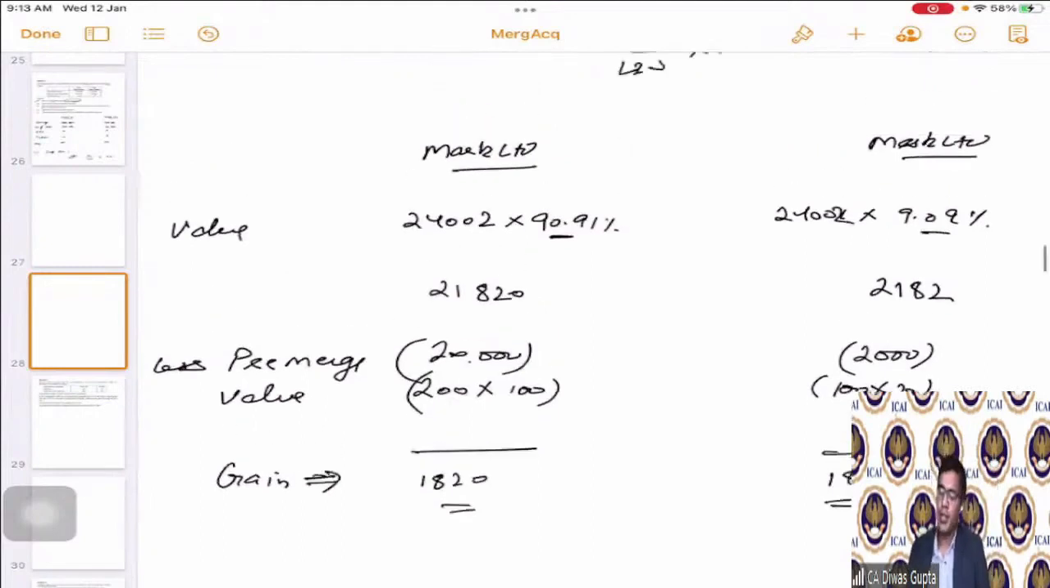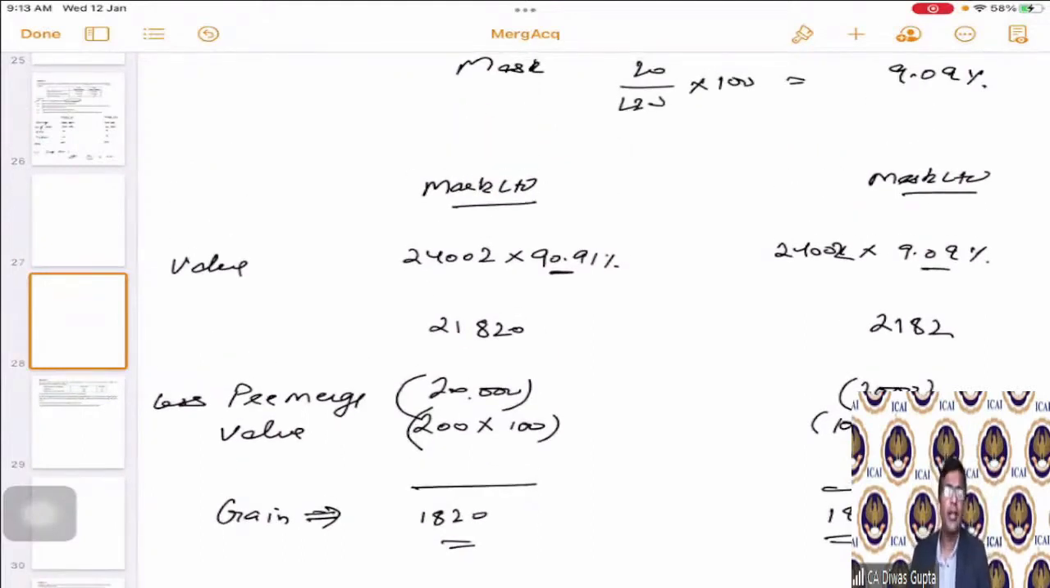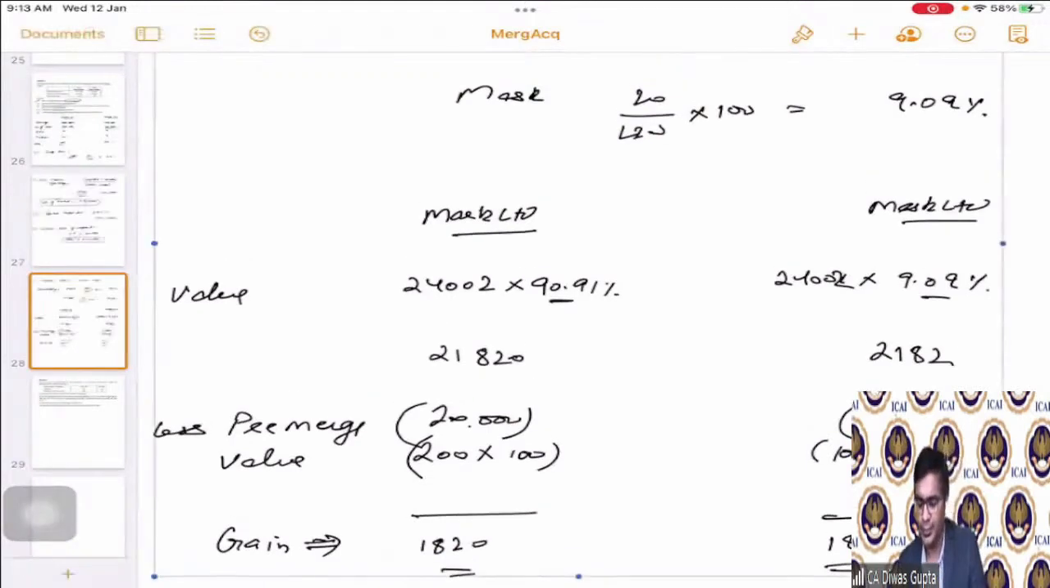So after the merger, both of them have gained. The acquiring company has gained to the extent of 1,820 lakhs, and the target company, which is Mask Limited, has gained to the extent of 182 lakhs. This is the exchange ratio that is given in the question, which is nothing but the first part that we have calculated, correct?